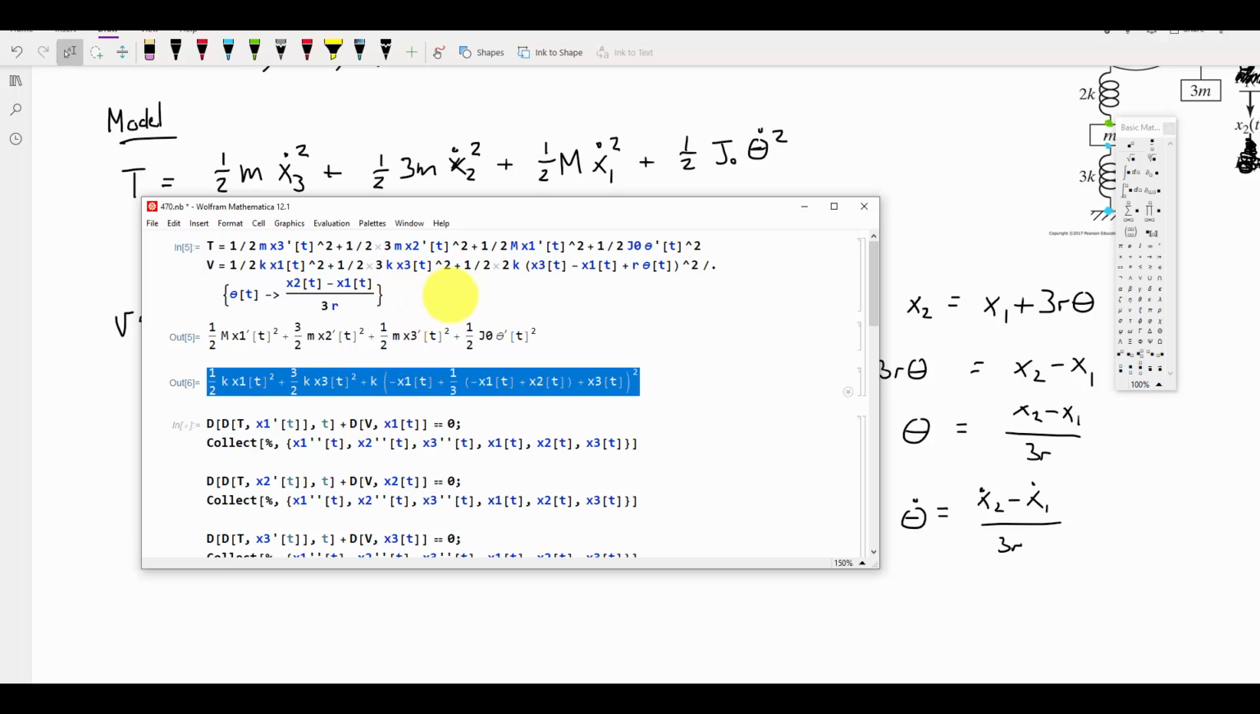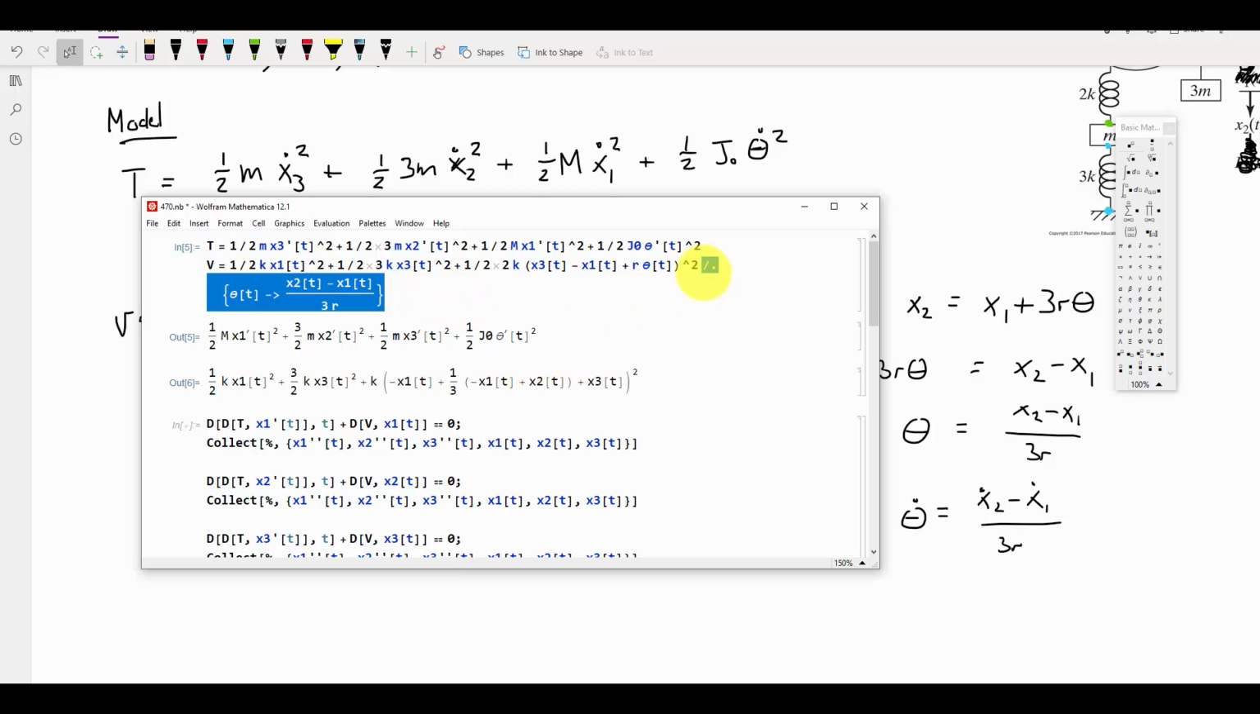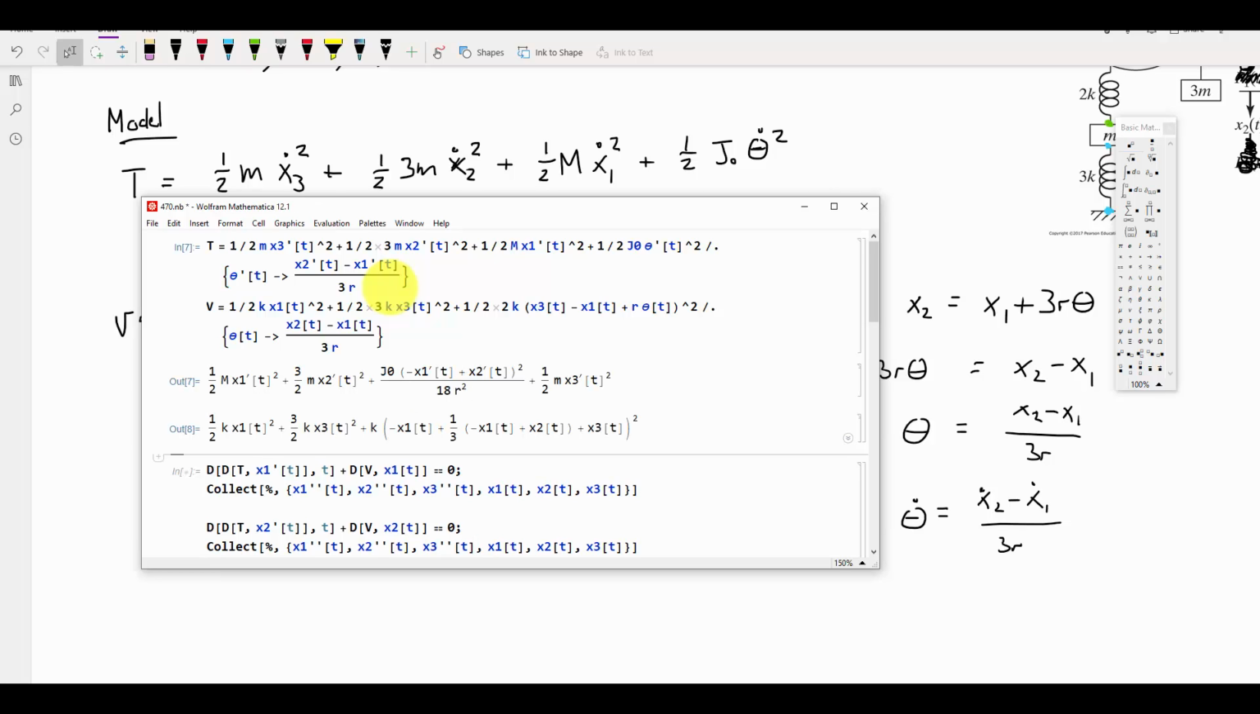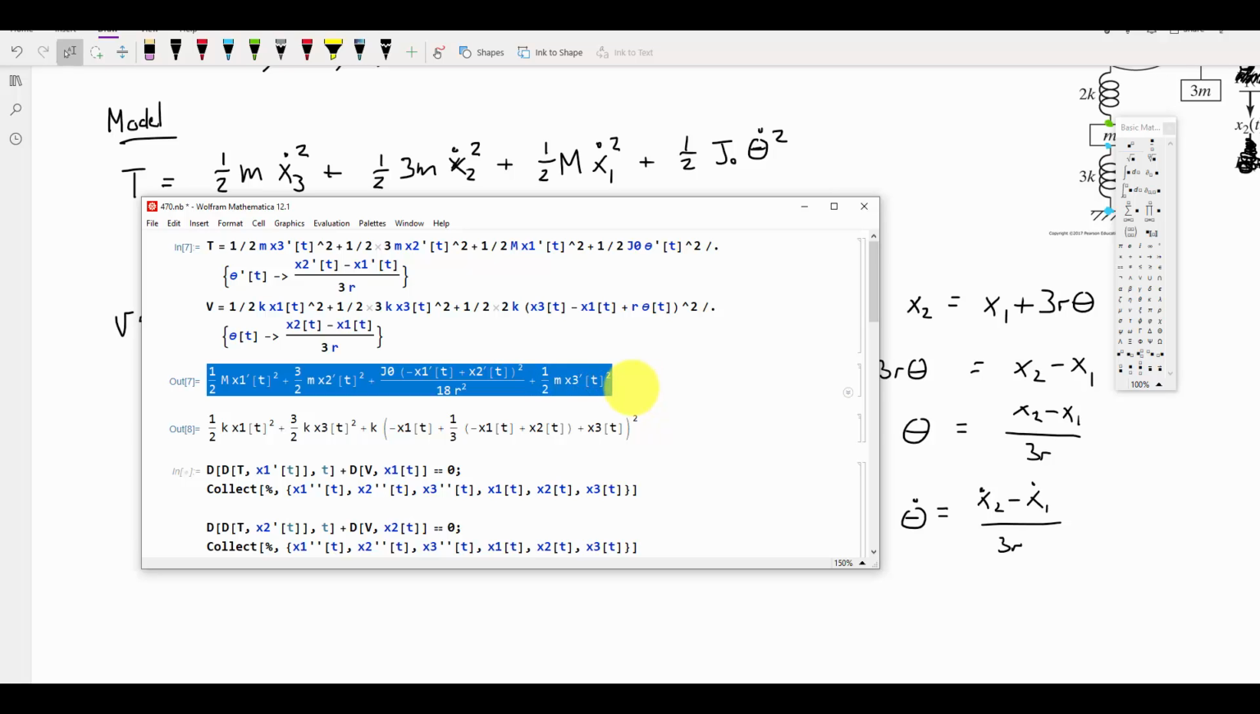So I want to do something similar to t. I want to use my other replacement rule, which is really just the time derivative of this, that everywhere you see a theta dot, replace it with the x2 dot minus x1 dot over 3r. And we see that Mathematica did the algebra for us, and we don't have to do all of that by hand, which we would normally be doing. And now our t equation, we see we have x1 dot, x2 dot, x3 dot.